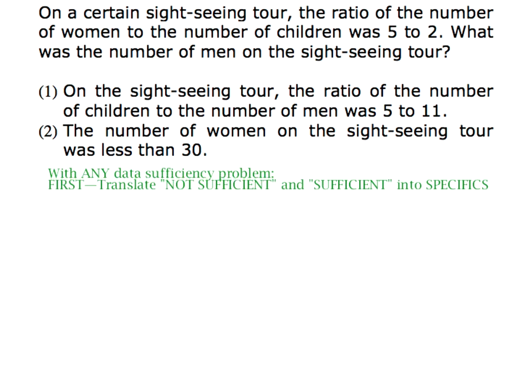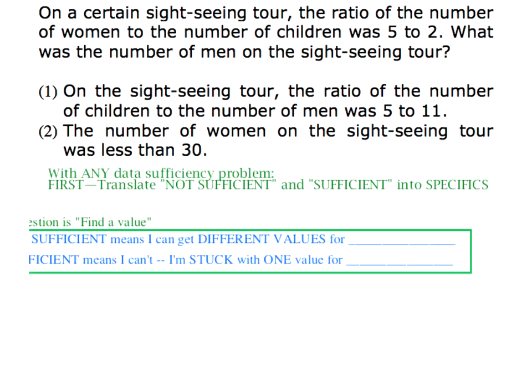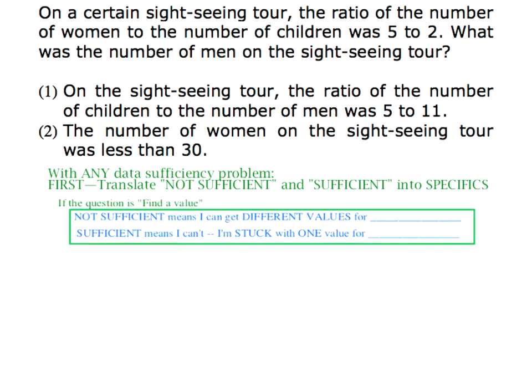So when it comes to questions where you have to find a number like this one, you can just use this template if you're not used to the way this works yet. You can always just fill in this box. Not sufficient means I can find different values for the thing I'm trying to find. And then sufficient means I can't, and I'm stuck with a single value for that. So in this case, the thing we're trying to find is the number of men. So you can just fill in this template with the number of men. And then notice that usually not sufficient is what winds up being your goal here. Your goal is actually to get not sufficient.